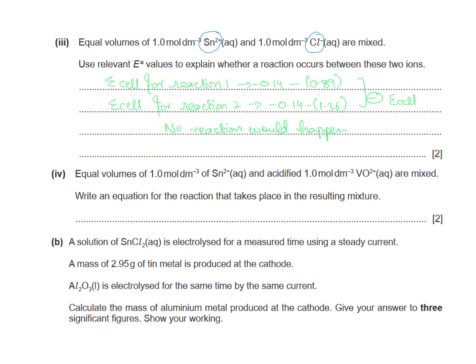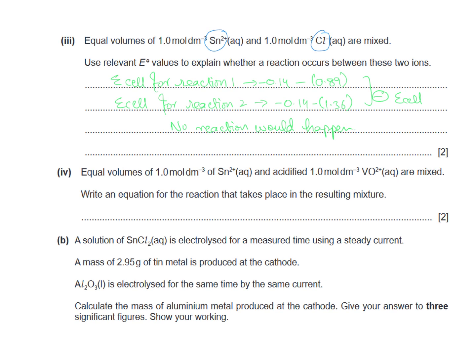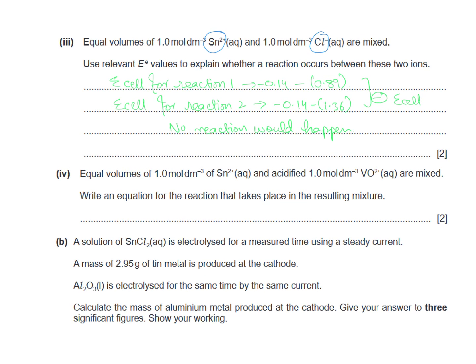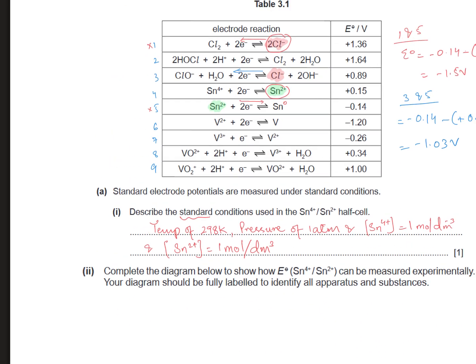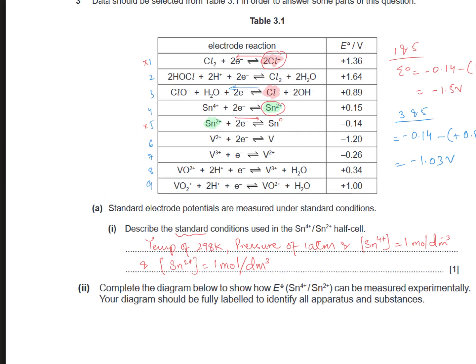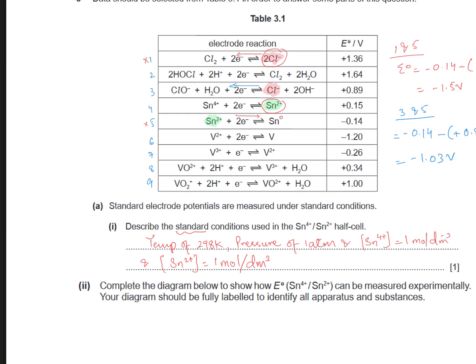Use a darker color, I think. Yeah, let's pick a darker green. Okay, so equal volumes of 1 mole per dm cube Sn2+ and VO2+ are mixed. Write an equation for the reaction that takes place in the resulting mixture. So we have Sn2+ and VO2+. Let's go back up to the table, using a different colored highlighter probably now.